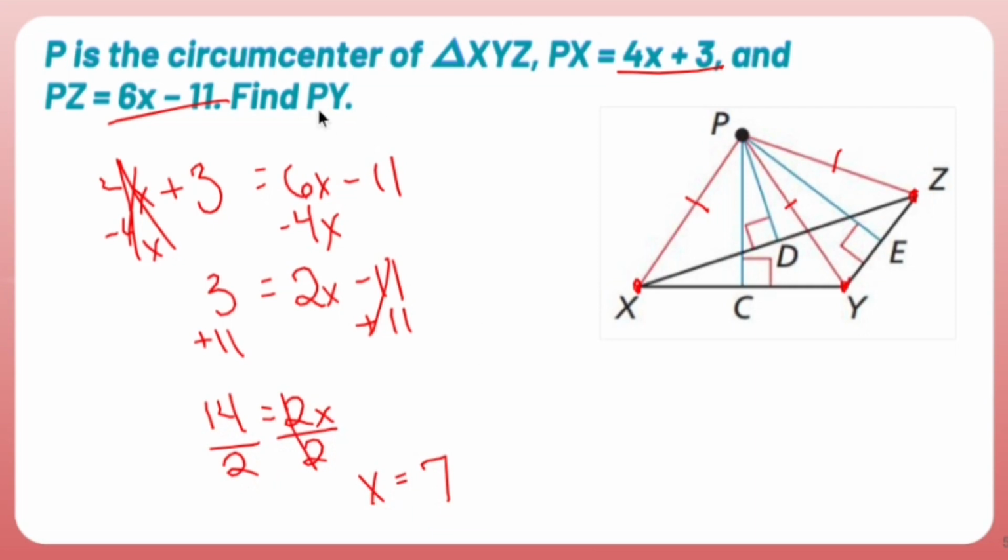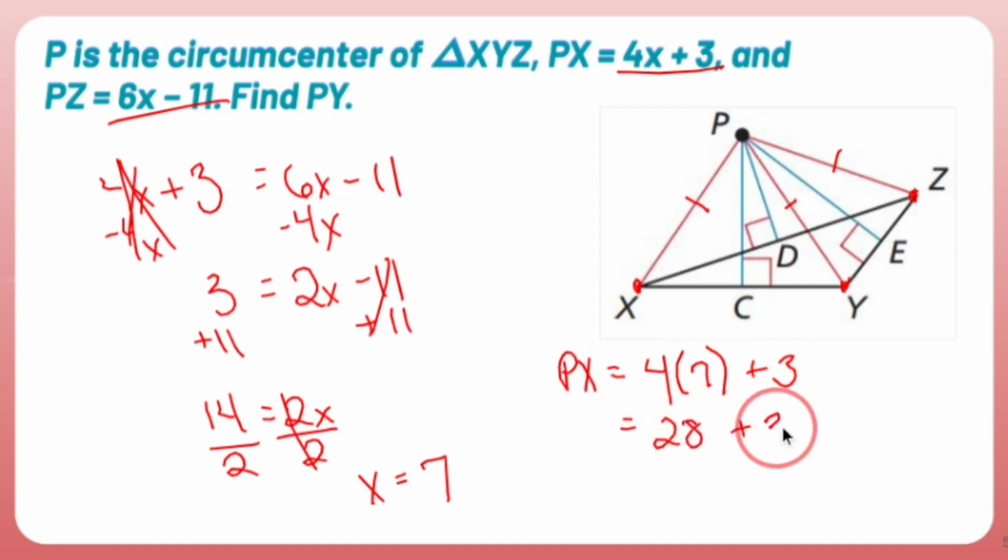Circle my answer? No. It's telling me to find PY. I'm not given any information about PY. None. But you know what I am given information about? PX. I'm also given information about PZ. So if I just find out PX or PZ, I get PY. So let's do PX because the numbers look friendlier. PX is going to equal 4 times x. X is now 7, so 4 times 7 plus 3, which is 28 plus 3, which is 31. And if PX is 31, PY is going to be 31. And that's my guy.